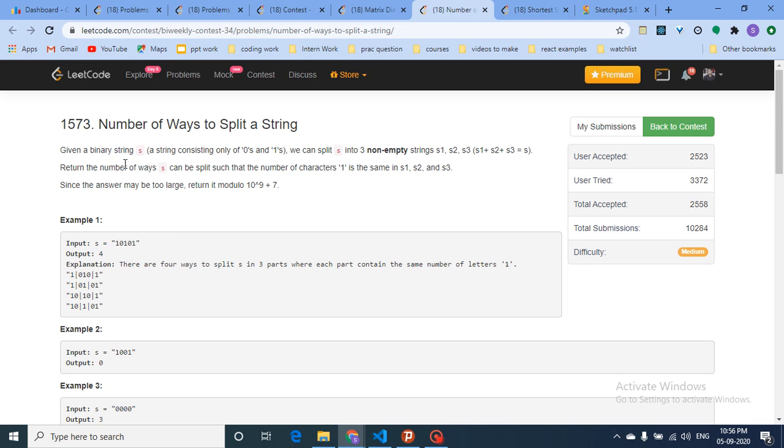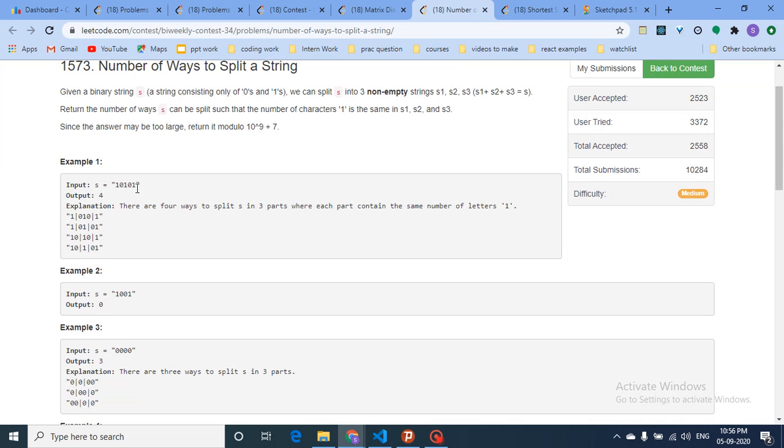So you have to find out in how many ways you can split this string s into 3 parts, such that you will get an equal number of ones in every part. That's the question. Now, because the number of ways to do such an operation can be very large, you have to return it modulo 10 to the power 9 plus 7.